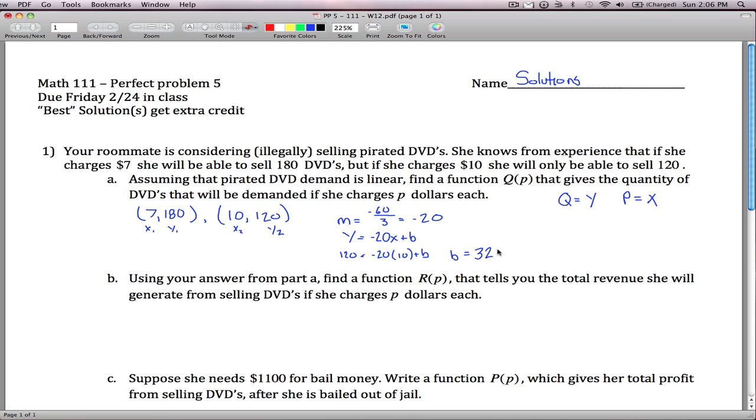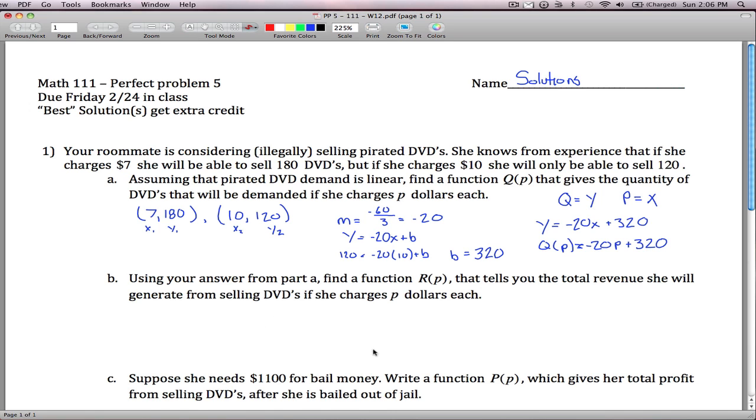So our function is y equals negative 20x plus 320, or if we want it in the variables they gave us, we would say that quantity as a function of price is equal to negative 20 times the price plus 320. It's kind of hard to read. Good enough, maybe? And this right here would be our answer.